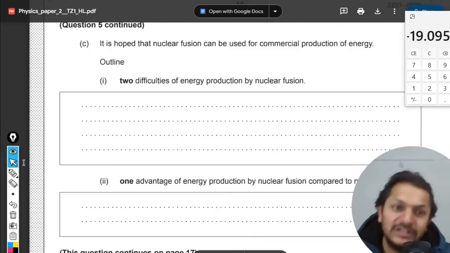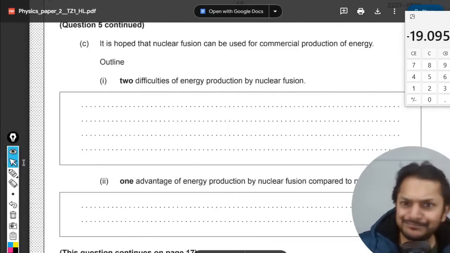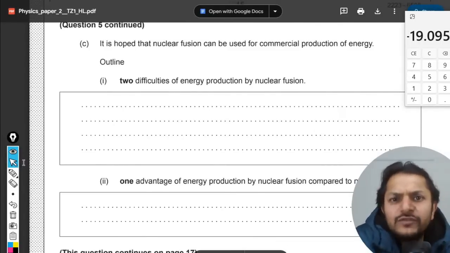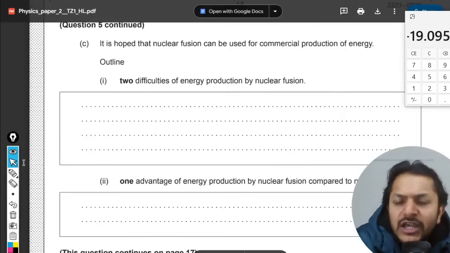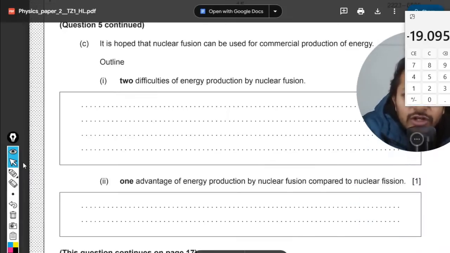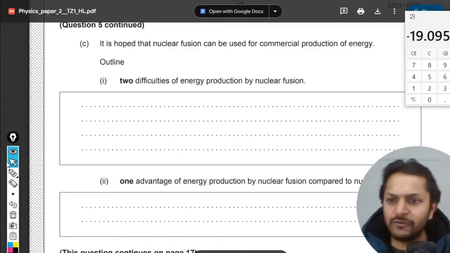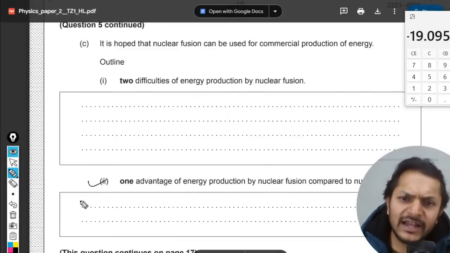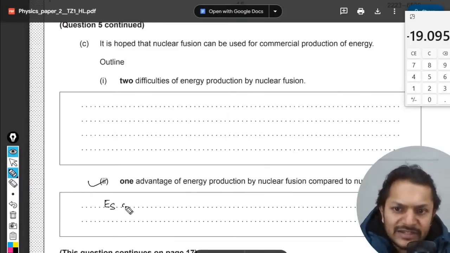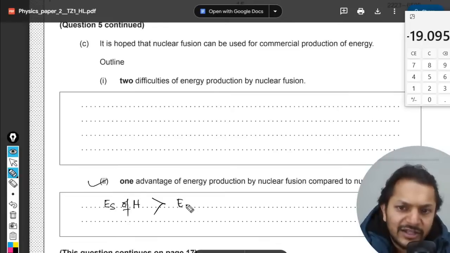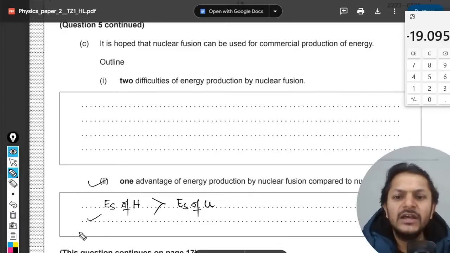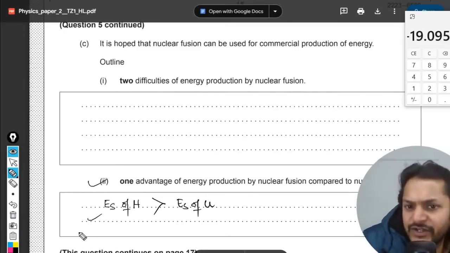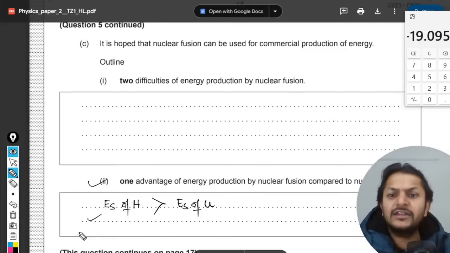Without wasting any time, let us go to see the next question. I think even this question is very, very long. It is hoped that nuclear fusion will be used for commercial production of energy. Outline two difficulties of energy production by nuclear fusion, and one advantage of energy production by nuclear fusion over nuclear fission. Okay, so the advantage is that in this case, the specific energy of hydrogen is greater than the specific energy of uranium. We need not find the specific energy of uranium. Obviously, you can just write it, and this is the advantage.